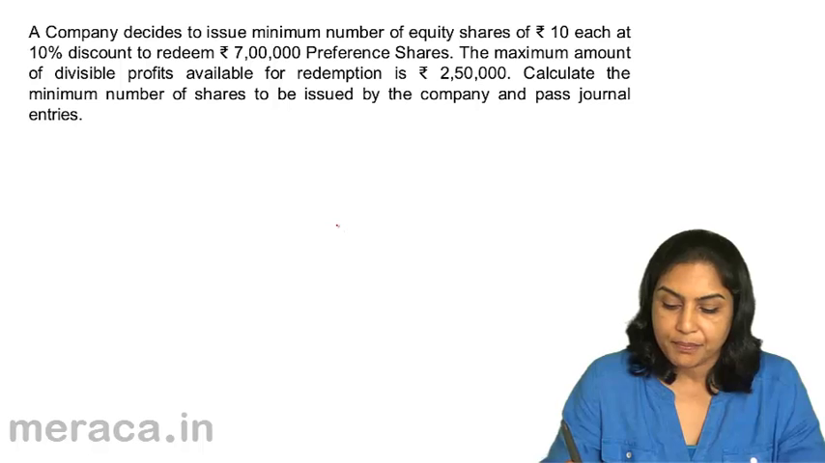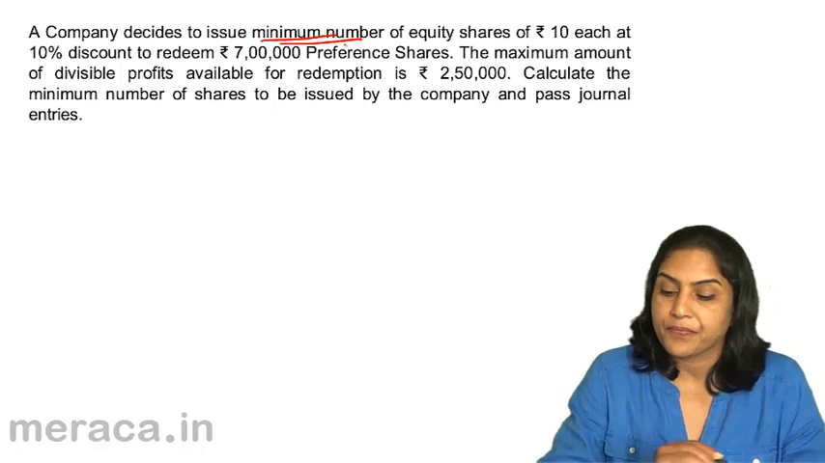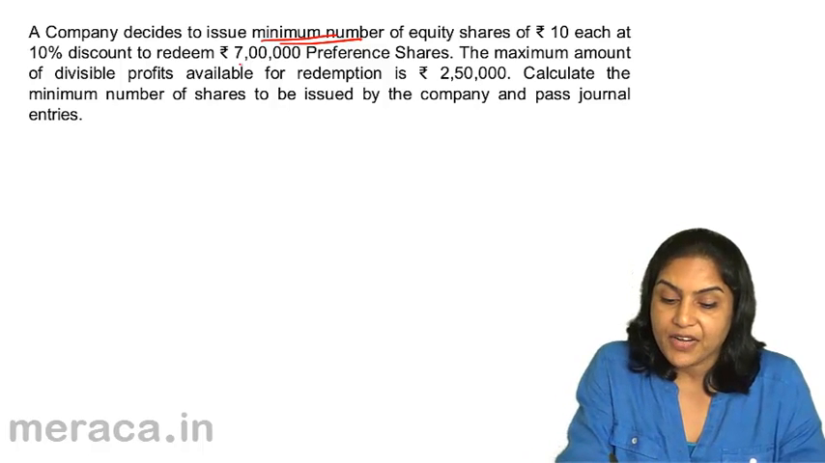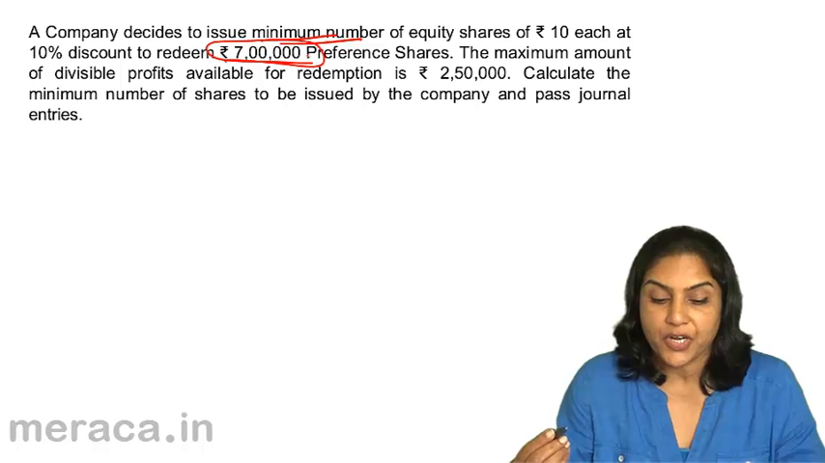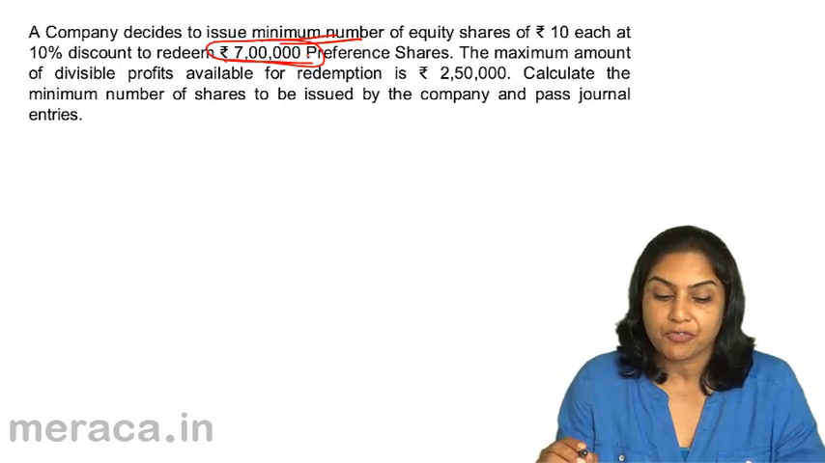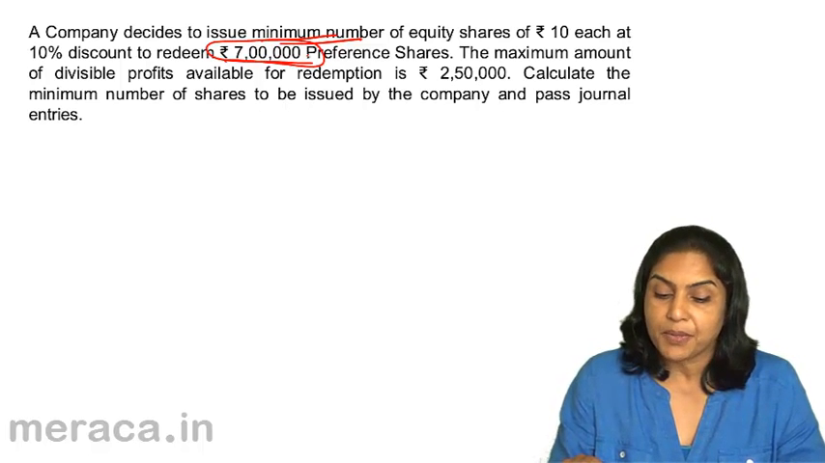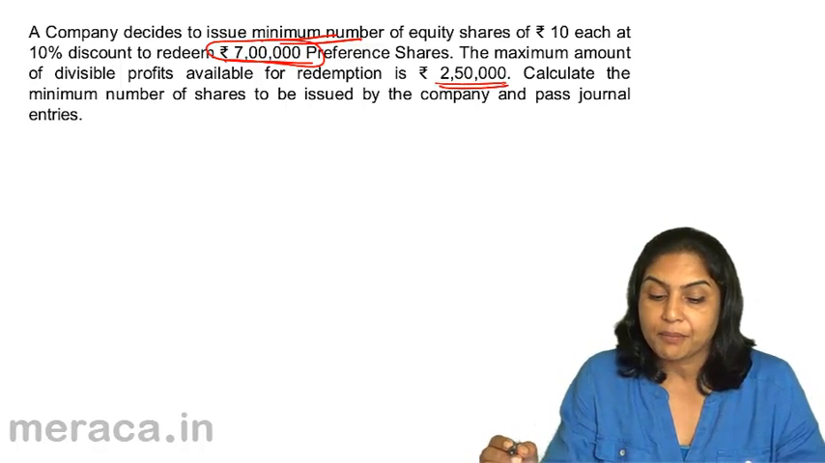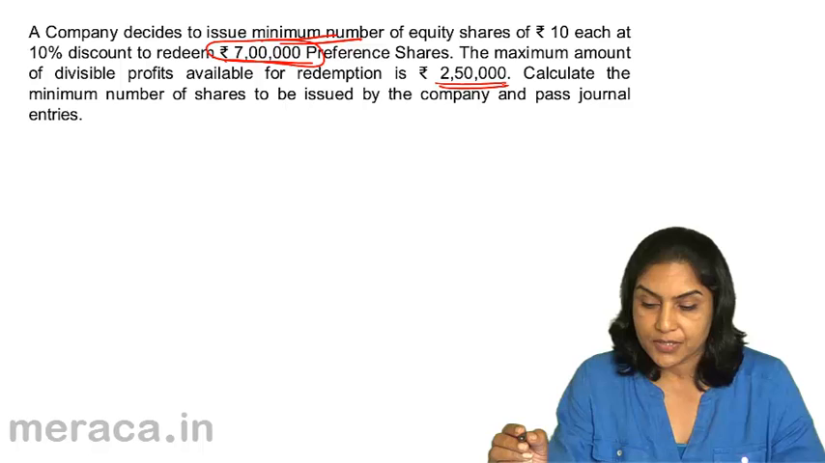Let us take another example. A company decides to issue minimum number of equity shares of rupees 10 each at 10% discount to redeem 7 lakh preference shares. So face value of preference shares to be redeemed is 7 lakh. And the proceeds of fresh issue, it's actually an equity share of 10 each being issued at a discount of 10%. The maximum amount of divisible profits which are available for redemption is 2,50,000. Calculate the minimum number of shares to be issued by the company and pass journal entries.